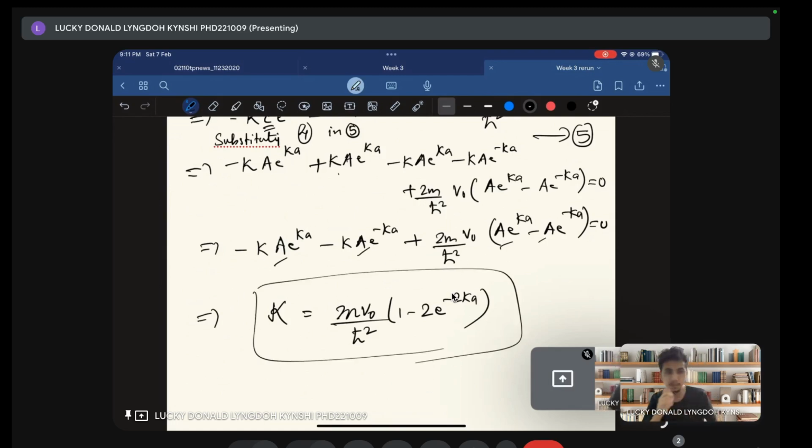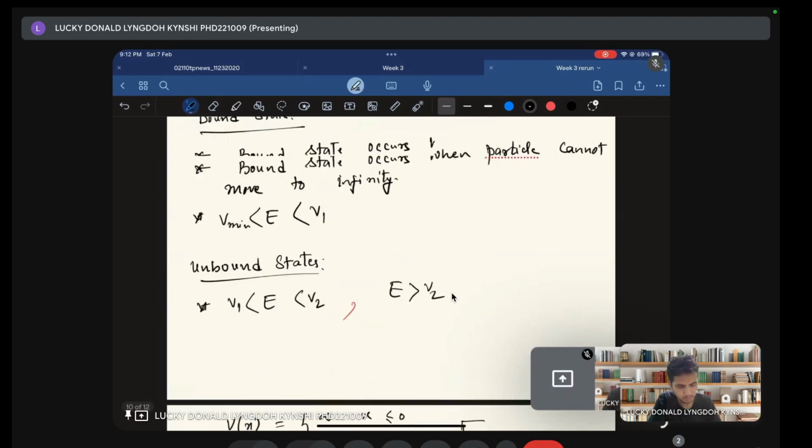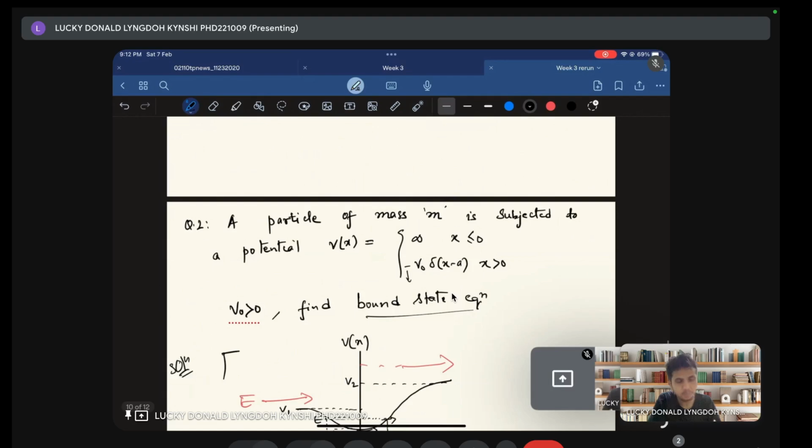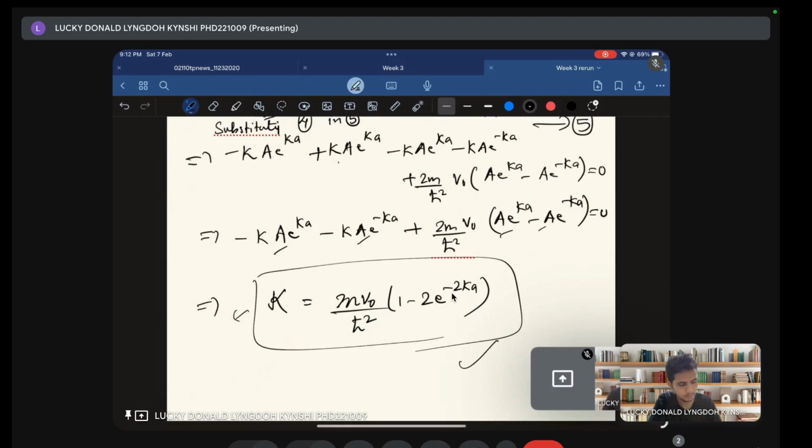So this is the equation of the bound state. If you want to find out more, you can still solve it, because k is again equal to minus twice m e divided by h cross square, whatever we have assumed, but according to the problem we can solve up to here. K is equal to m v naught by h cross square, 1 minus 2 e to the power minus 2ka. Because the question says find the bound state equation, the bound state equation is given by this solution.